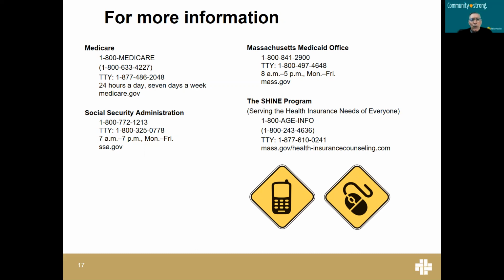And I've listed the SHINE program, which is serving the health insurance needs of everyone, at 1-800-243-4636. And they are the volunteers you'll find at the Council on Aging, the senior centers in your community. They're currently available by telephone. The senior centers are not yet open because of the pandemic, and you may talk with them about various health issues and about the programs that are available to you, such as the Prescription Advantage that I've just discussed, and they will help you with any applications and things like that.